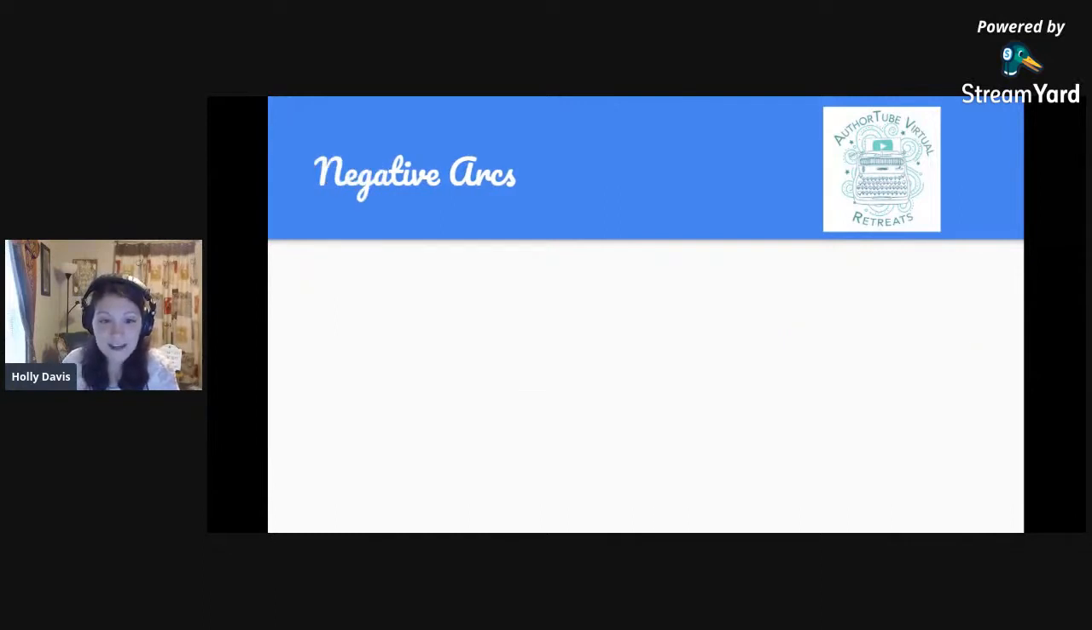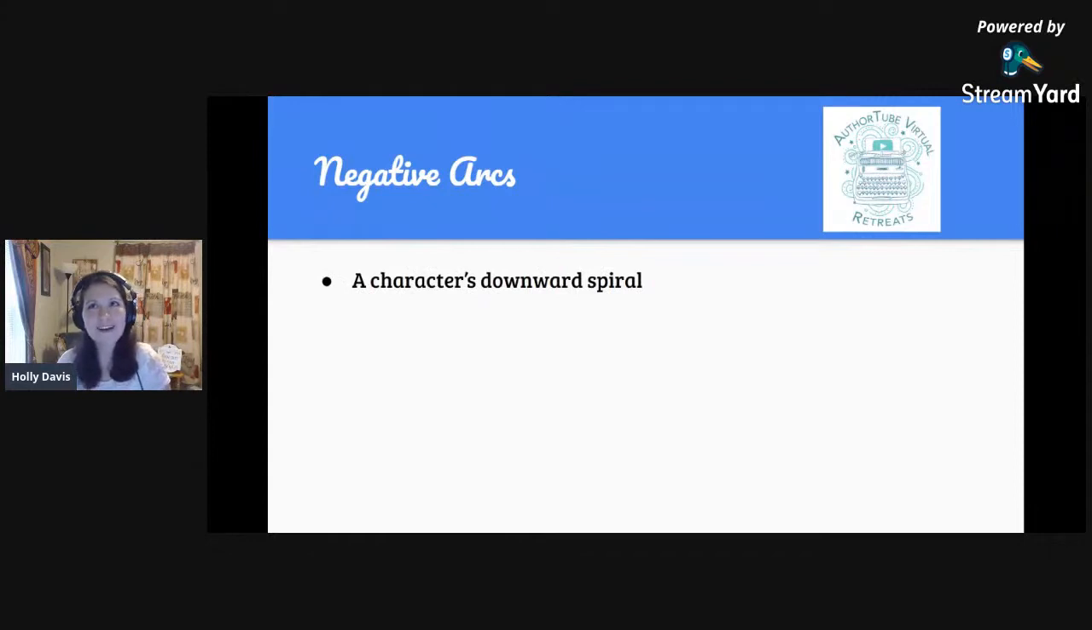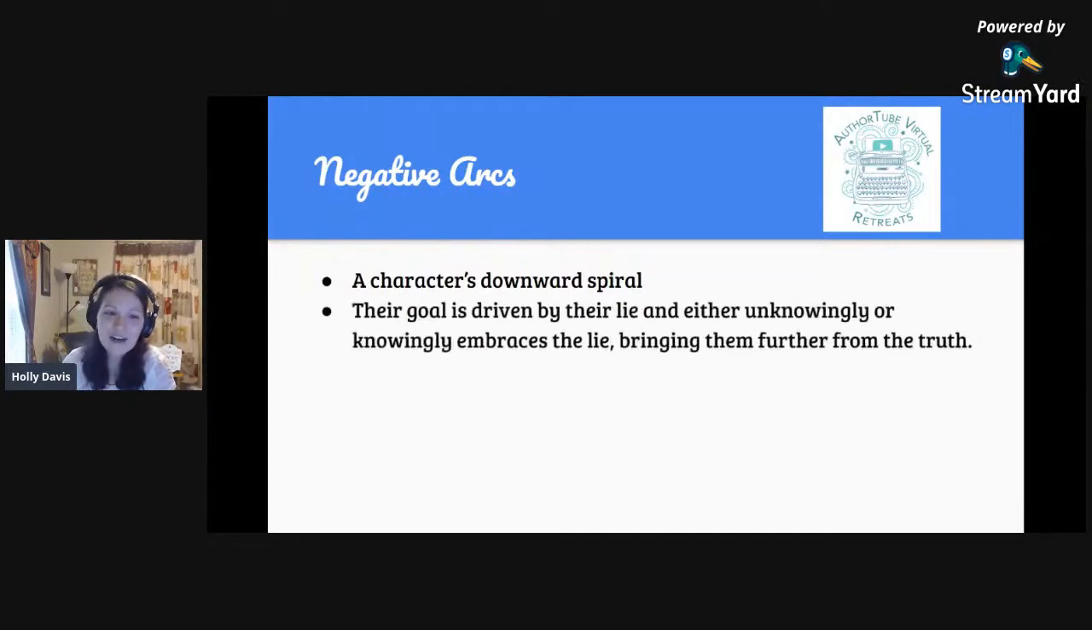And then on to the negative arcs. This is a character's downward spiral, which is also very amusing and entertaining to read about. So the character's goal is driven by their lie, and they either unknowingly or knowingly embrace the lie, bringing them further from the truth. Negative arcs are usually villains, and that's why.